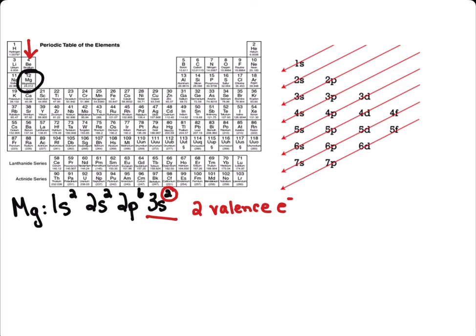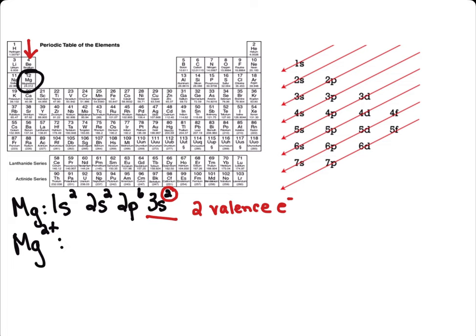Let's talk about cations and anions. Let's talk about what if magnesium were to behave as an ion, something that's charged. Well, if magnesium were to behave as an ion, it would behave as a 2+ cation.